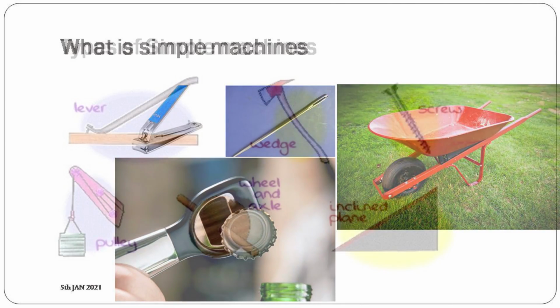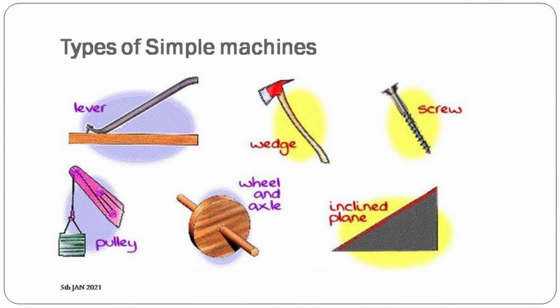Now these are the simple machines that we have in our day-to-day life, but we are unaware that they are simple machines. Their structure is very simple, and as you learn more about simple machines, you will come to know that they are part and parcel of our day-to-day life. Now see the pictures here, observe them carefully. The first is a lever, second one is a wedge, third one is a screw, fourth one is a pulley, wheel and axle and an inclined plane.